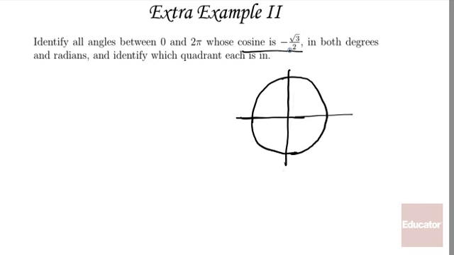Now, the cosine, remember, is the x value. So I'm going to go on the x-axis, and I'm going to go to negative root 3 over 2. There it is. So that's negative root 3 over 2 on the x-axis. And then I'm going to draw and see what angles I get from that.